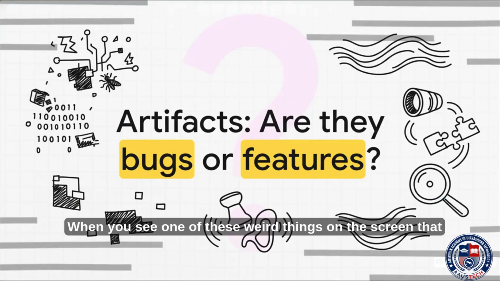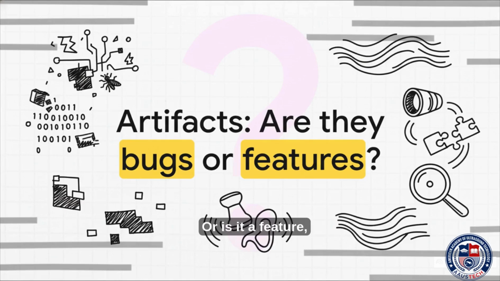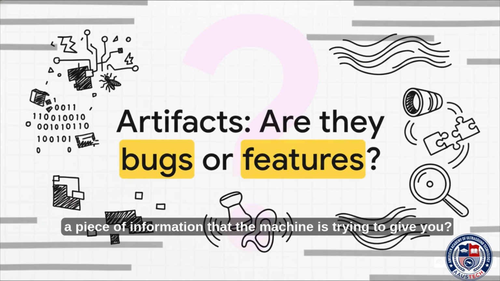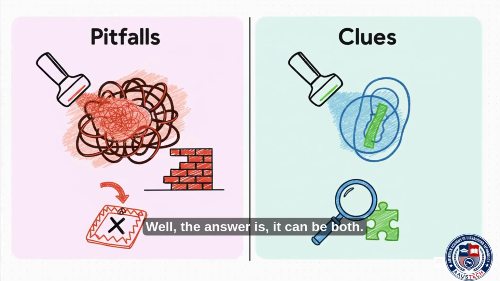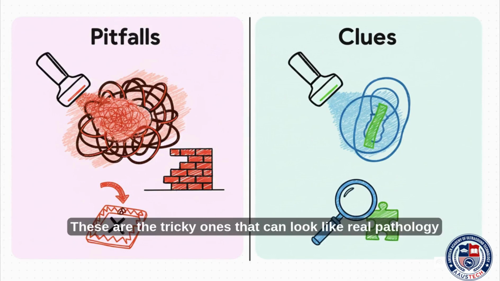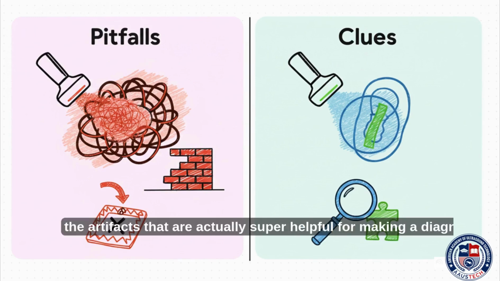So that brings us to the big question. When you see one of these weird things on the screen that doesn't seem to correspond to actual anatomy, is it a bug in the system that you should try to get rid of? Or is it a feature, a piece of information that the machine is trying to give you? Well, the answer is, it can be both. We can basically split all artifacts into two main groups. On one side, you have pitfalls. These are the tricky ones that can look like real pathology and trip you up if you don't recognize them. And on the other side, you have clues. These are the good ones, the artifacts that are actually super helpful for making a diagnosis.